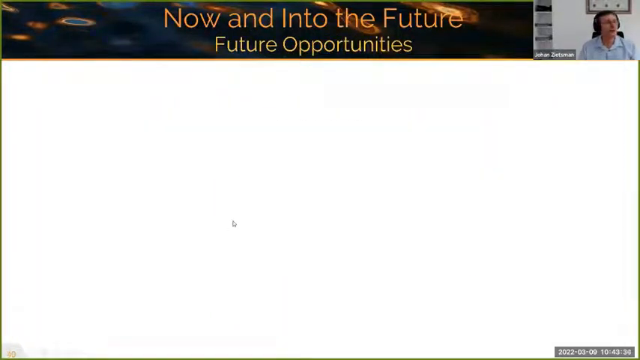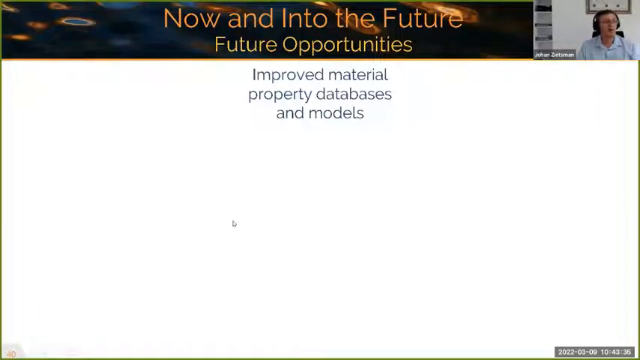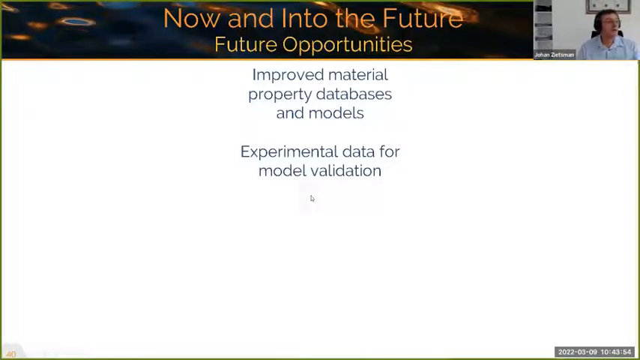Where are we going into the future? Where do we need to go into the future? We need to build up better databases of material properties and also better models. That is, like I said in the beginning, a substantial bottleneck. Experimental data for model validation is also a bit of a gap. We can describe any of those processes, but to really validate them is always a challenge because it's difficult to generate those data sets.